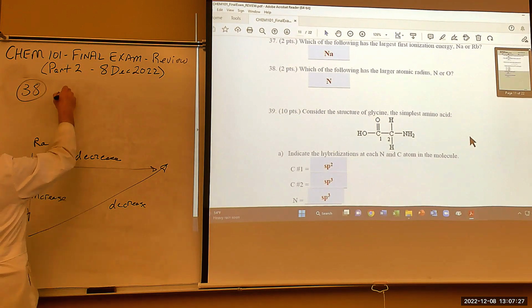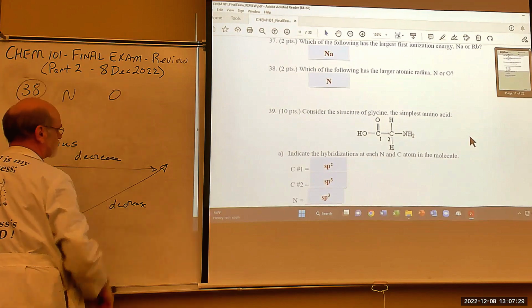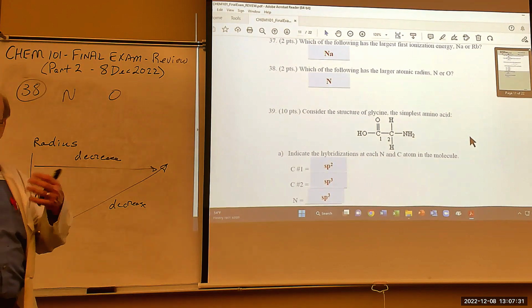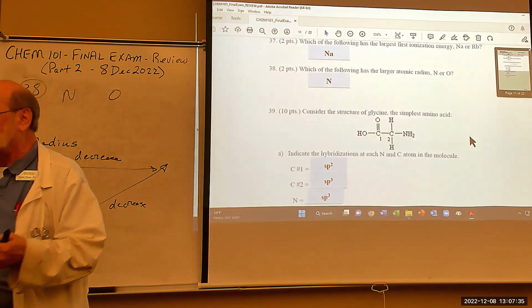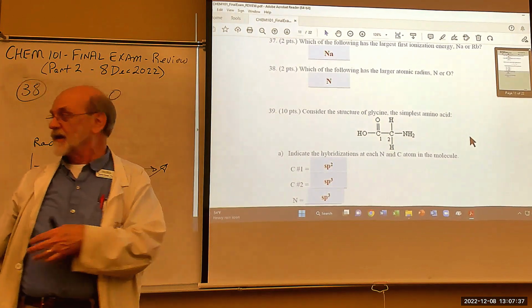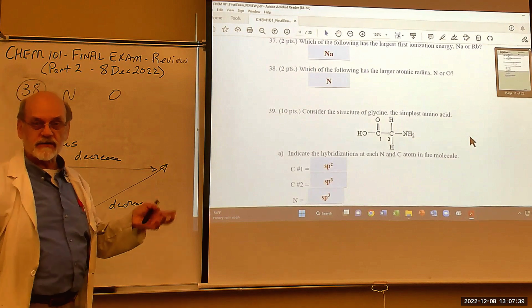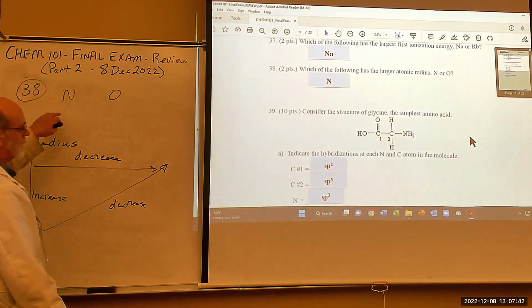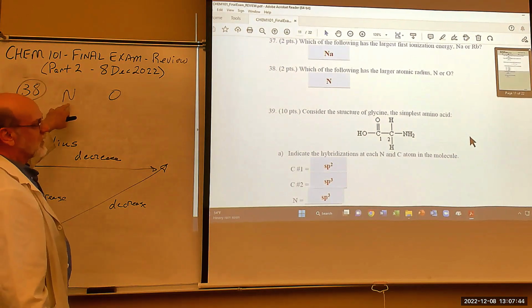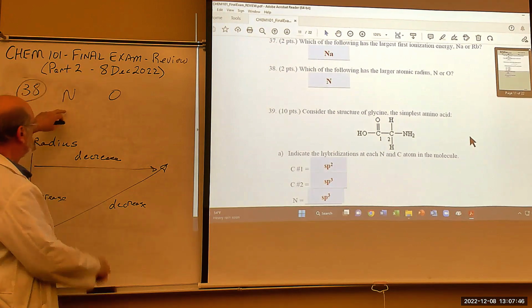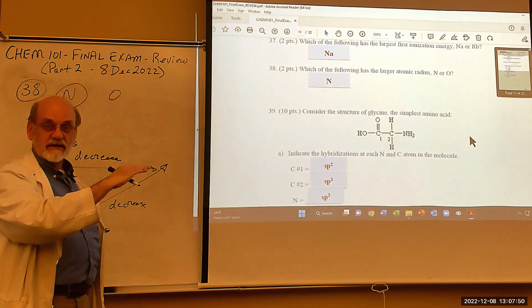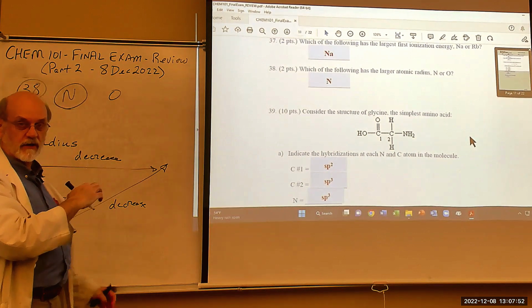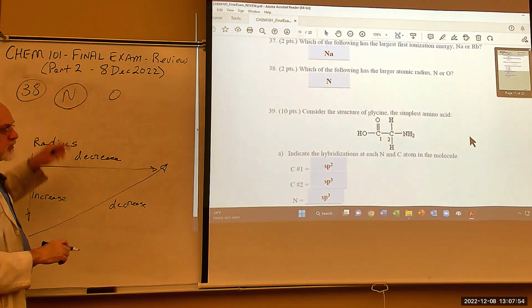Now we're comparing nitrogen and oxygen. Right? So where are they located on the periodic table? Well, they're in the same period. Right? They're in the second period. Nitrogen is to the left, oxygen's to the right. So which one has the larger atomic radius? Nitrogen. Because if you go to the right, you're decreasing. So you go to the left, increasing. Nitrogen has the larger radius.